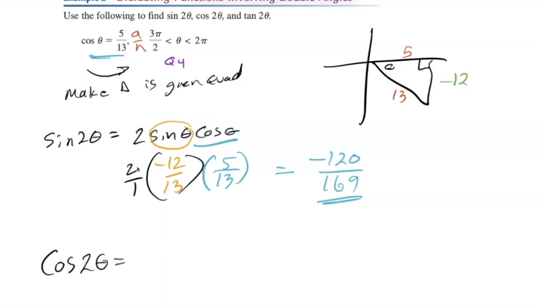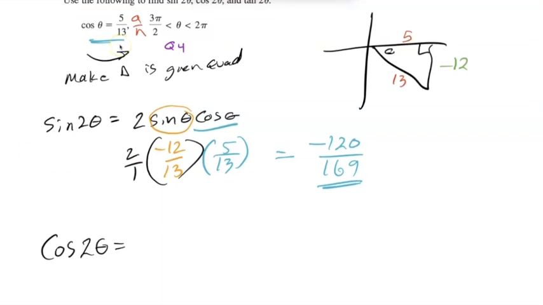Cosine 2 theta. Now the most common mistake here is that people just see the cosine there, and I get this all the time. They'll give me 2 times 5 over 13. That is wrong. Cosine is 5 over 13, not theta. Theta is not 5 over 13, cosine theta is.